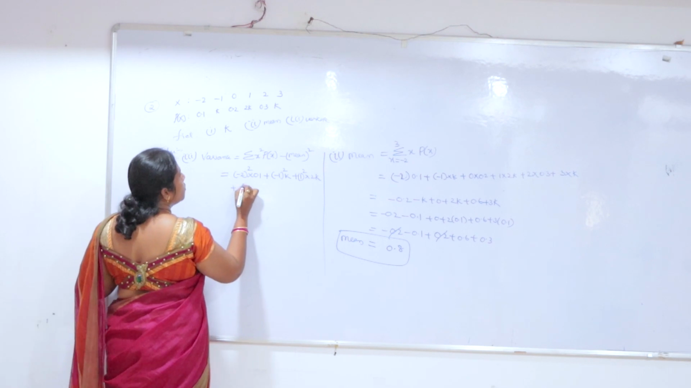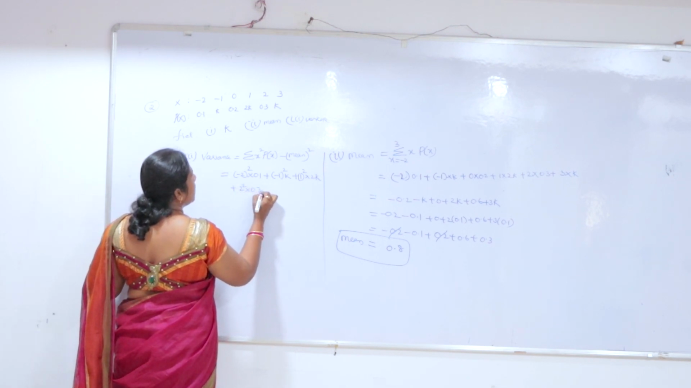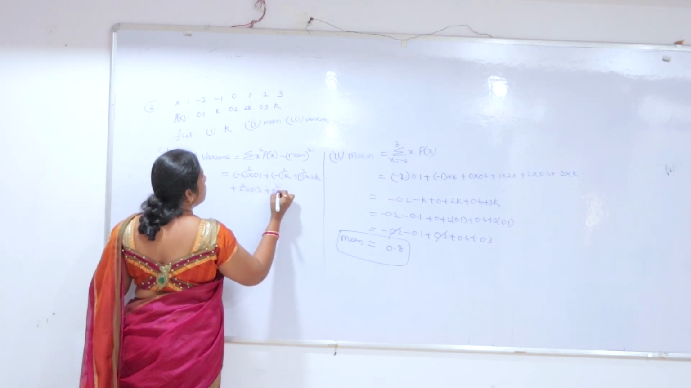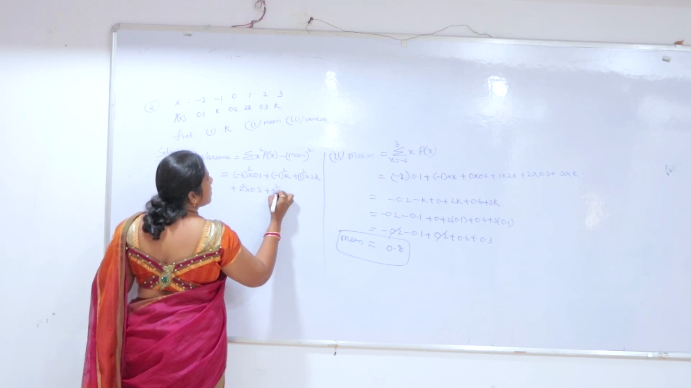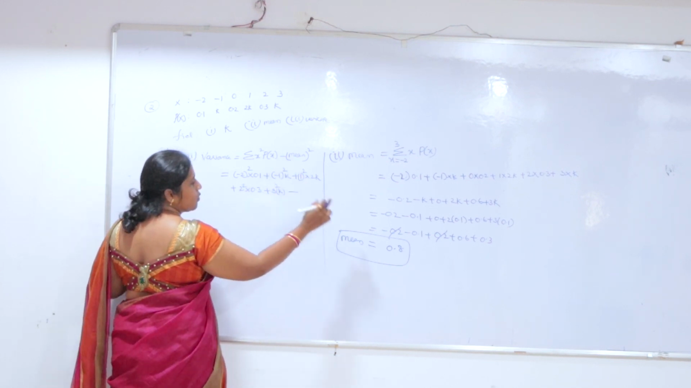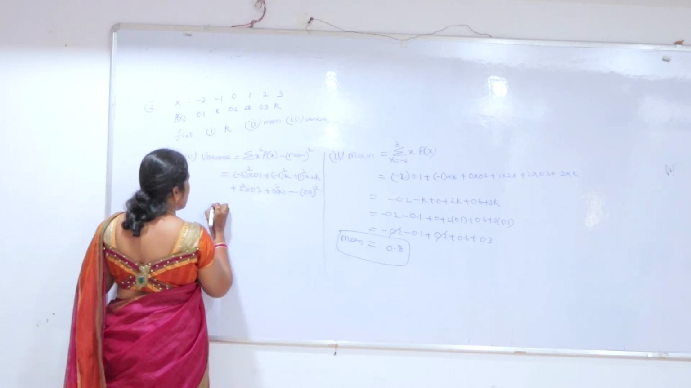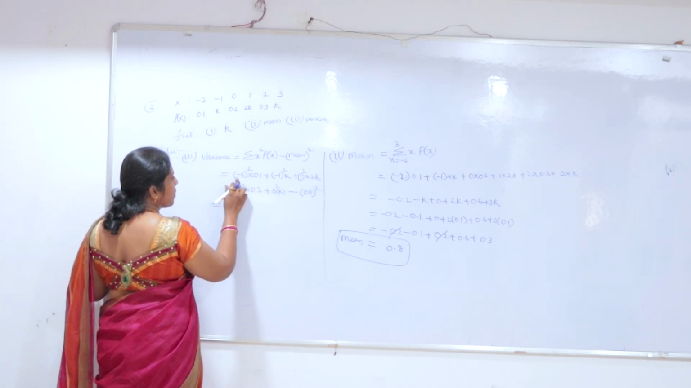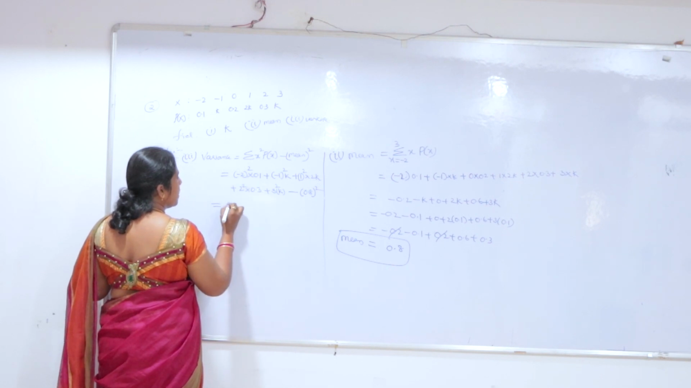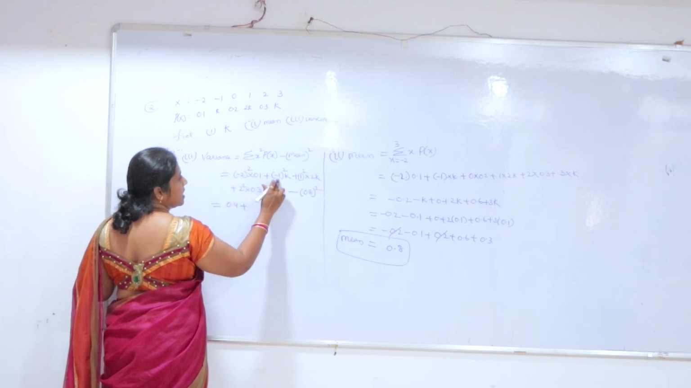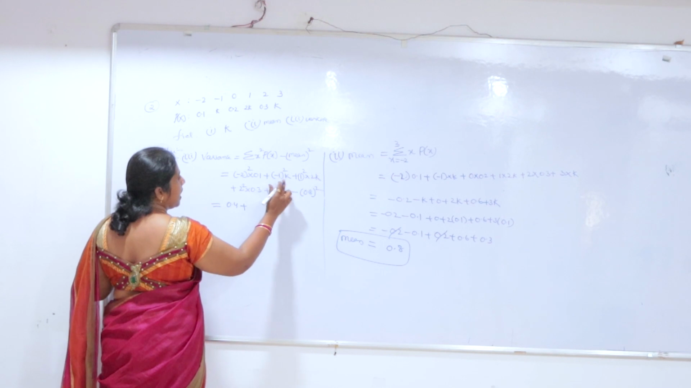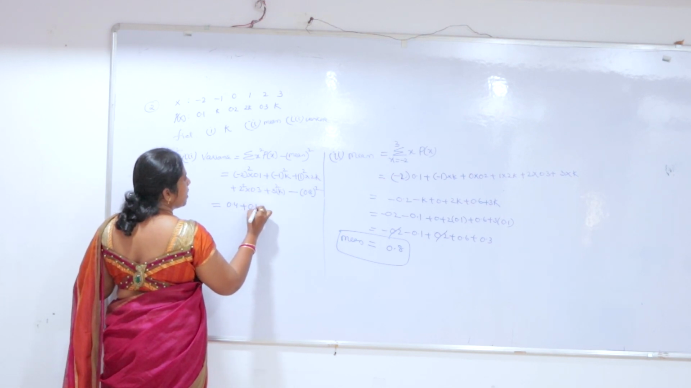plus 2 square into 0.3 plus 3 square into k minus mean whole square. What is the mean value? We got it 0.8 whole square, which is equal to minus 2 whole square is 4. 4 into 0.1, 0.4 plus minus 1 whole square 1. What is the value of k? K value is nothing but 0.1.